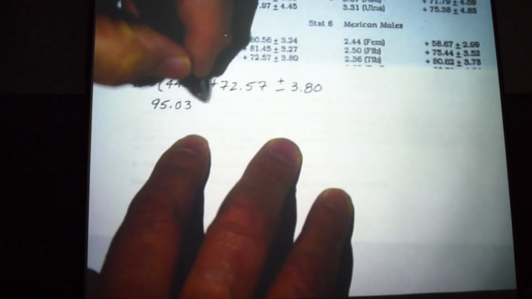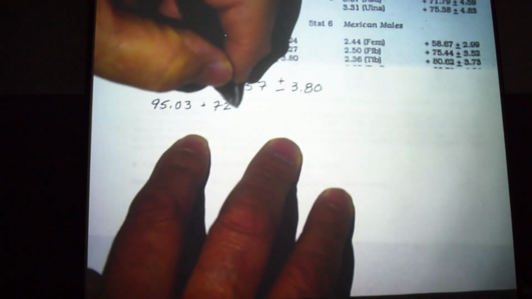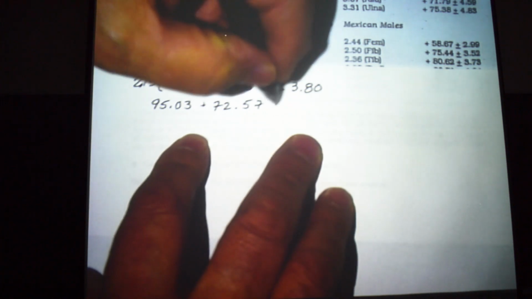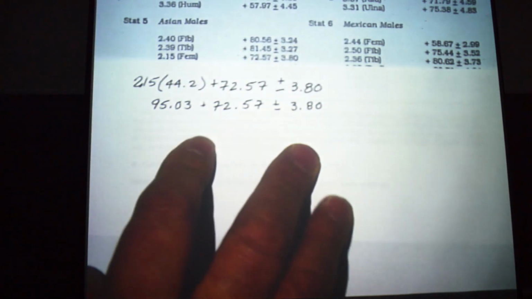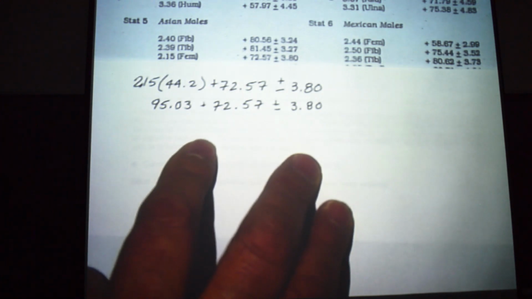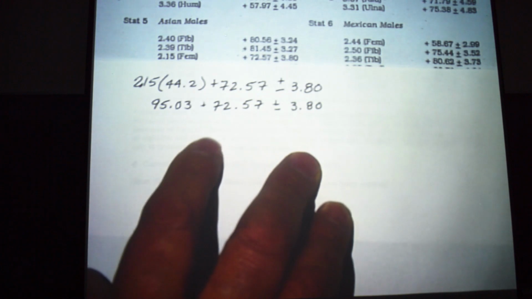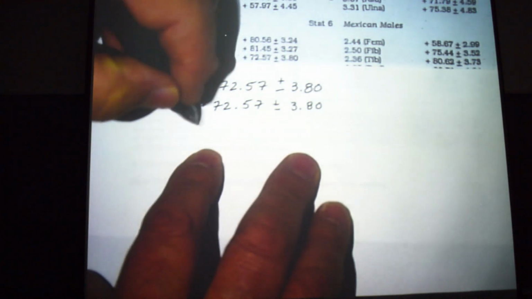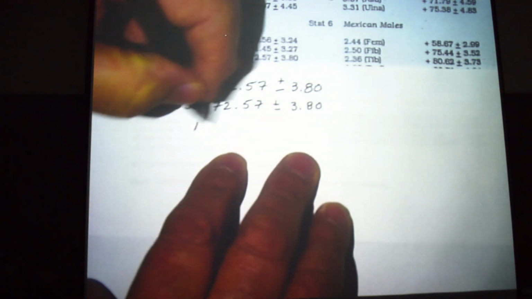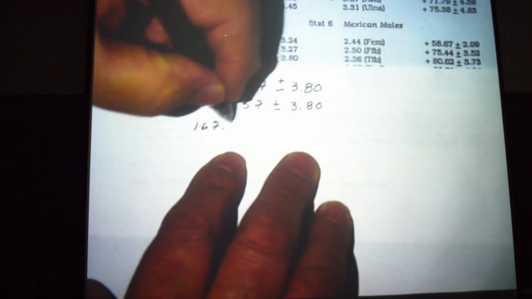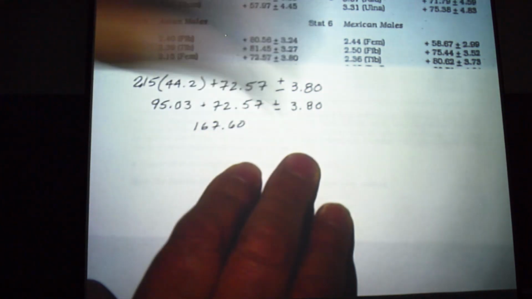I'm just going to keep the formula going. 95.03 plus 72.57 plus or minus 3.80. Next thing we're going to do is add both of those numbers. Both of those numbers together is going to give us 167.60. And again, that's plus or minus 3.80.